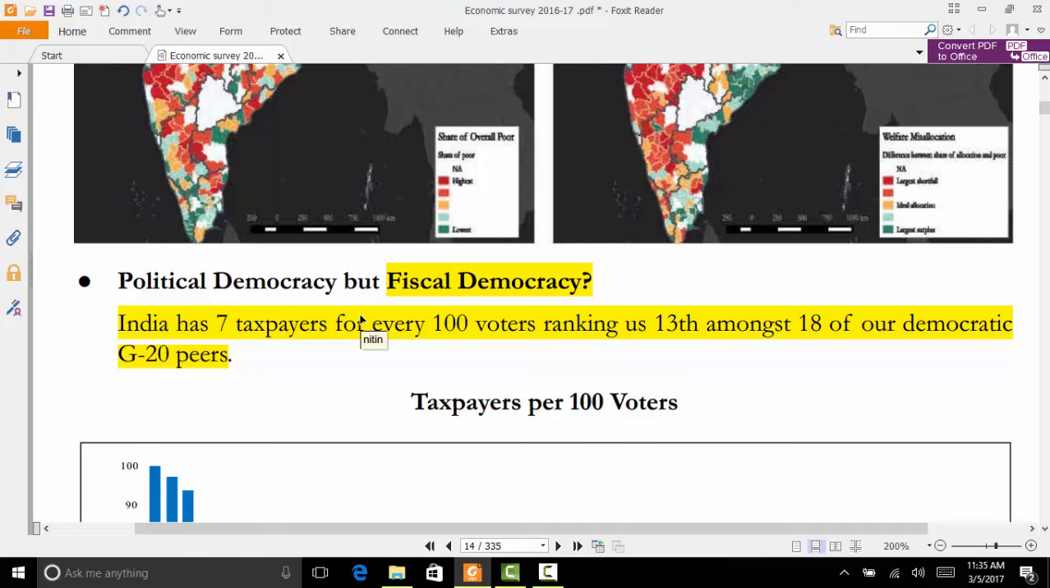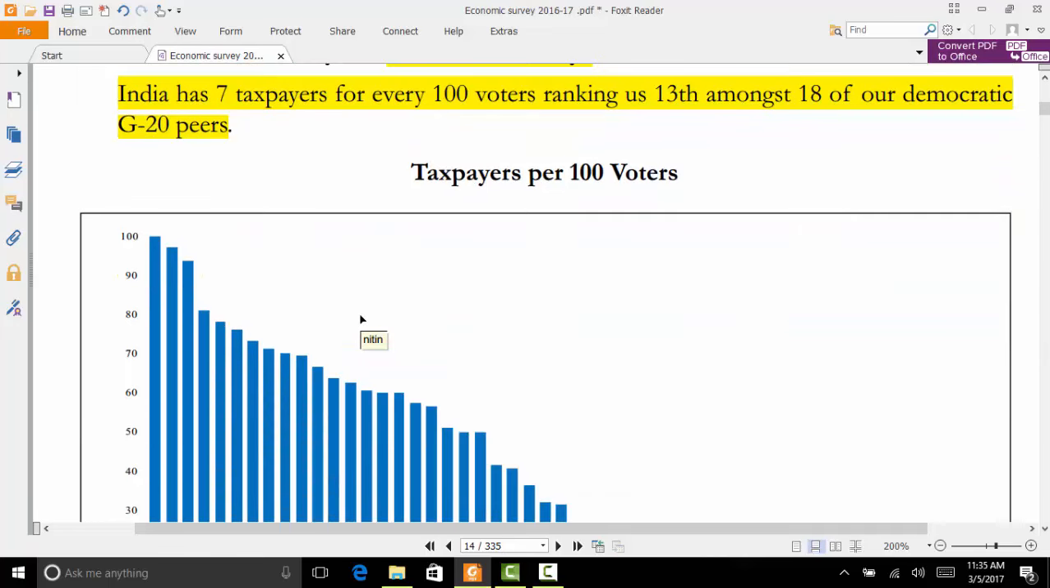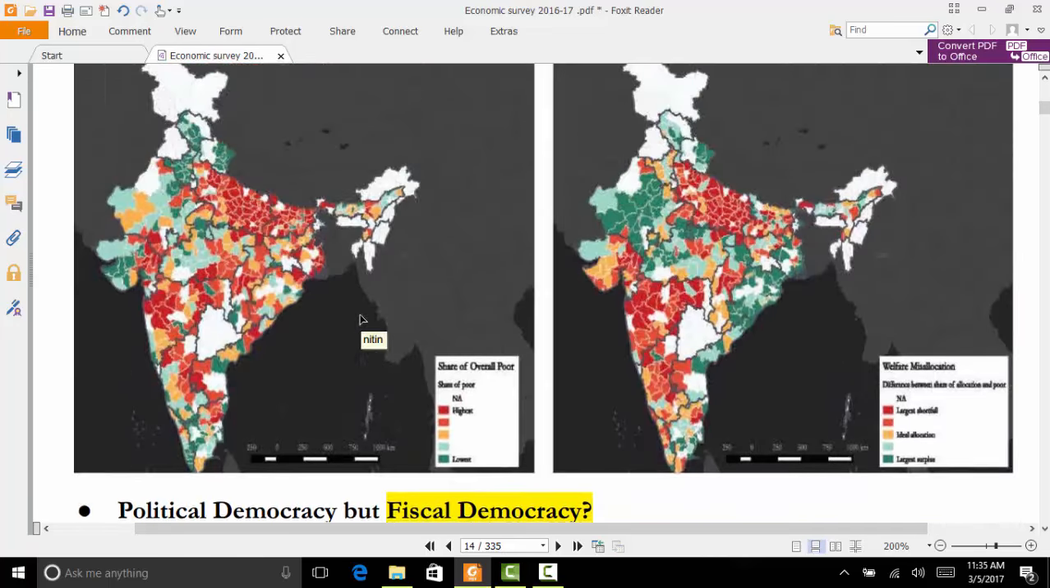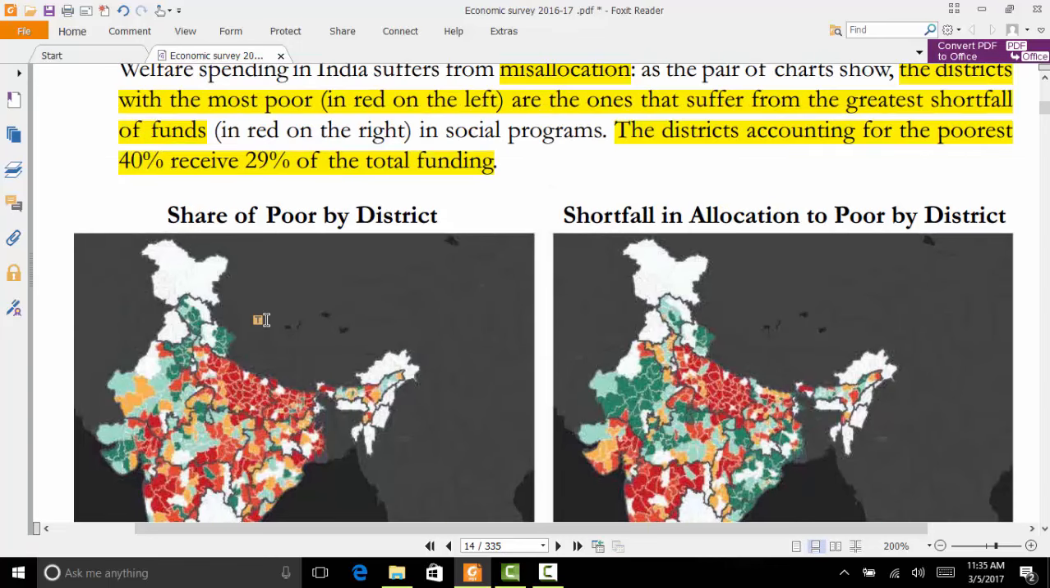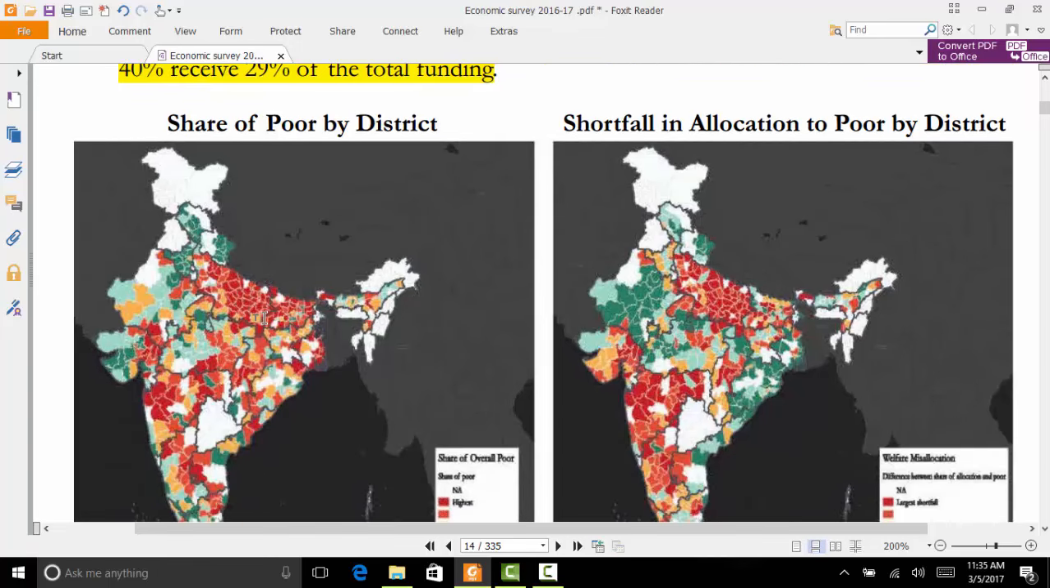So can you please explain this graph? Taxpayers per 100 voters? No, like this one, the poorest one. It only shows, you can see the red blocks there. So it talks about the poorest districts, they are not getting proper allocation. Correct, this is what it tells. So the red shows the existing poor districts in India. This shows the allocation shortfall, shortfall of funds. They are poor and the allocation is also low over there.